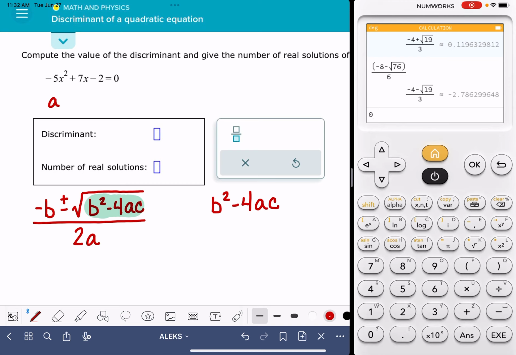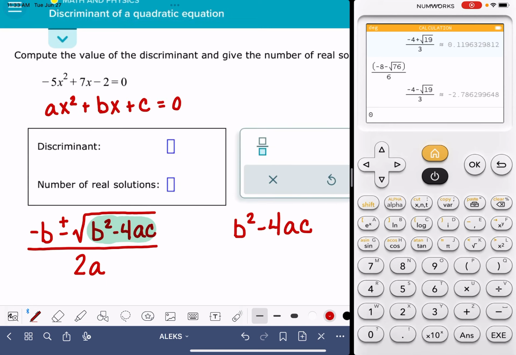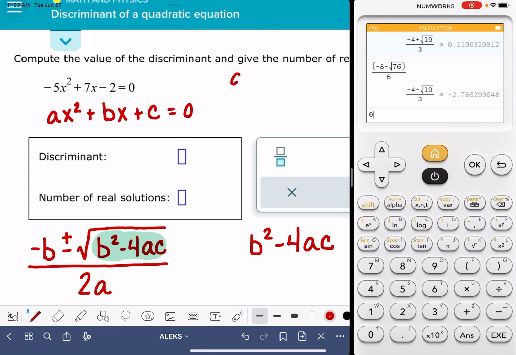So we're just going to remind ourselves that the general format for a quadratic equation is ax squared plus bx plus c equals 0. Matching that up with the quadratic equation that's been provided to me, I can see that my value of a is -5, my value of b is 7, and my value of c is -2.